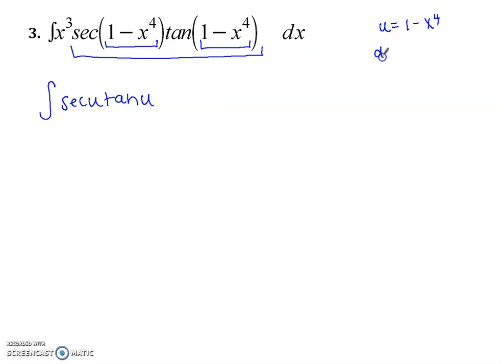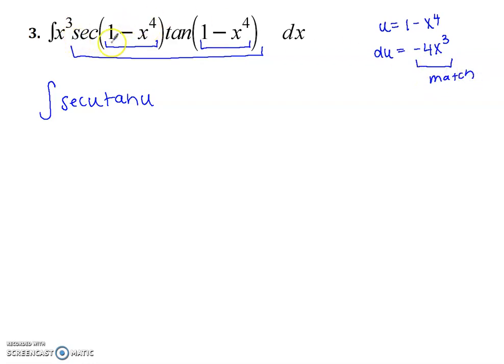Okay. Then I'm going to look at my du. So I'm going to take the derivative of this. The derivative of 1 is 0. The derivative of negative x to the 4th is negative 4x cubed. Okay, so this is what I want to match.